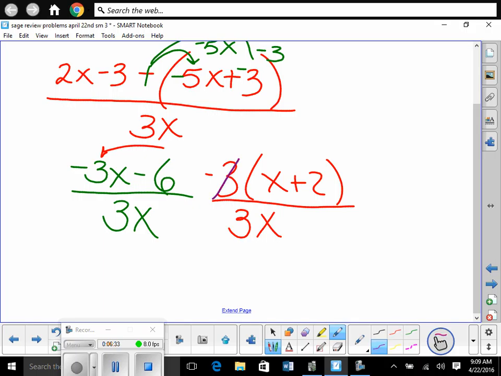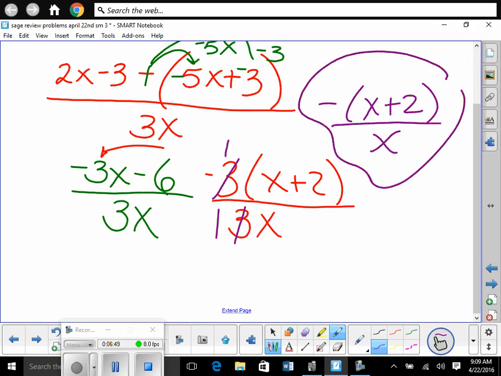Okay, so that becomes a 1, that becomes a 1. So our final answer is negative (x plus 2) all over x. Right? 1 times x is just x. This would be the final answer. Questions? Okay, next one.